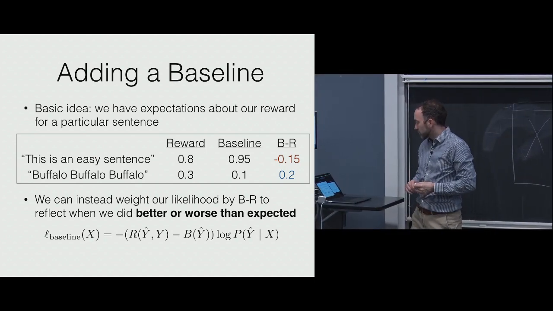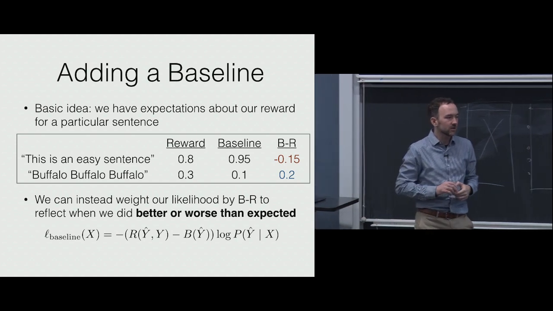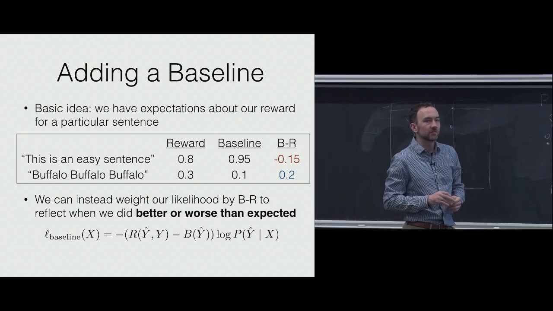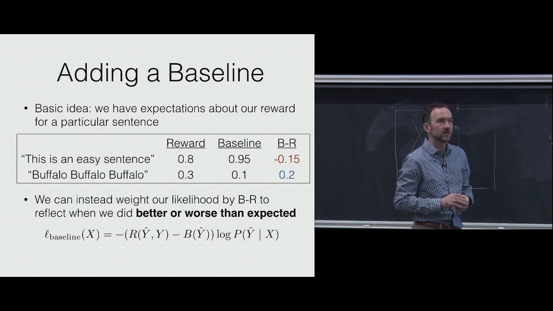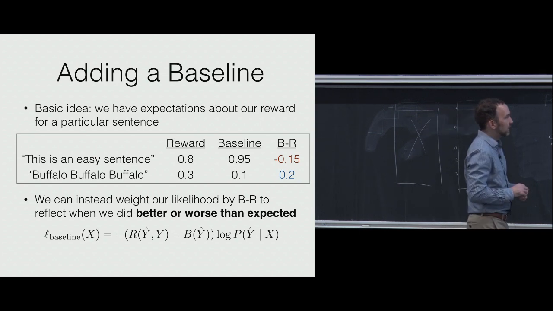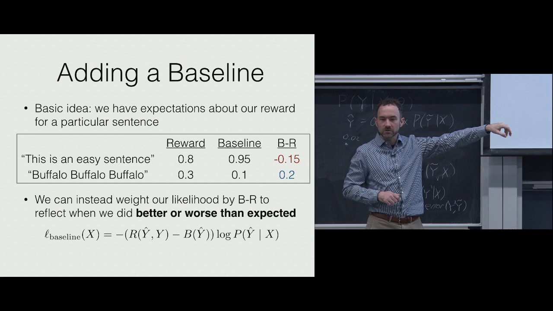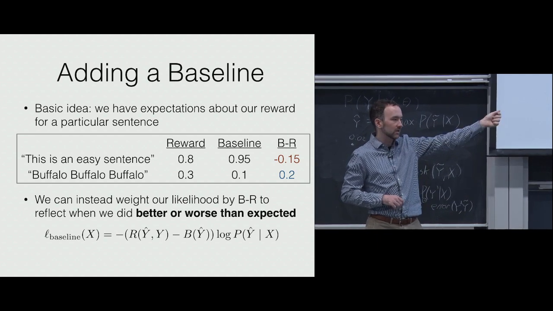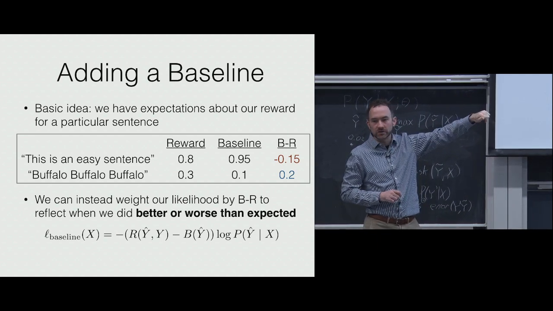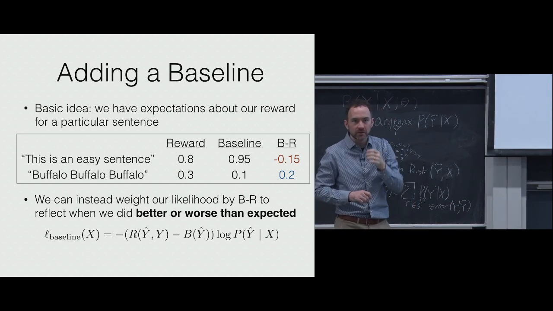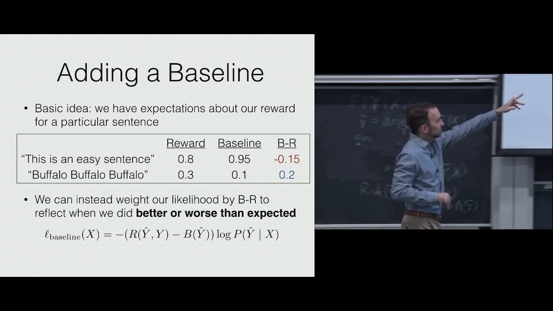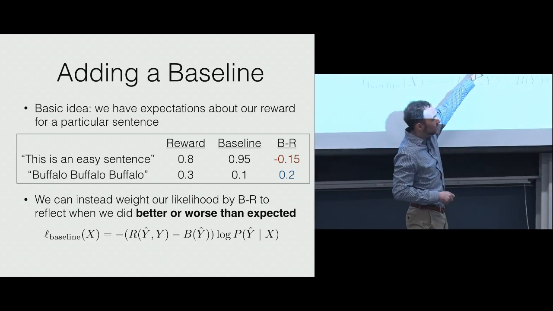So there's a number of different ways we could calculate the baseline. The original paper by Ranzato et al., who did this, which is like sequence level training for neural networks or neural machine translation, had a model that basically predicted the baseline value. So this is a model that takes in the output of the encoder or the decoder and tries to predict this value of the baseline. And that's trained to accurately predict the reward that you're going to get for the sentence.